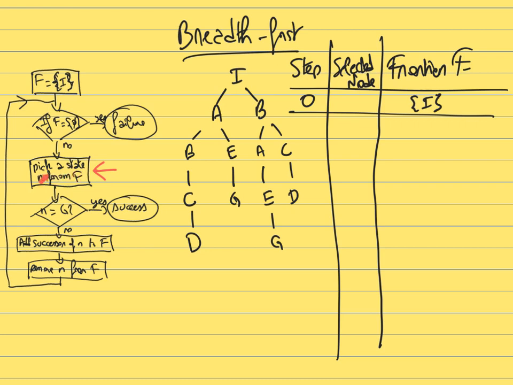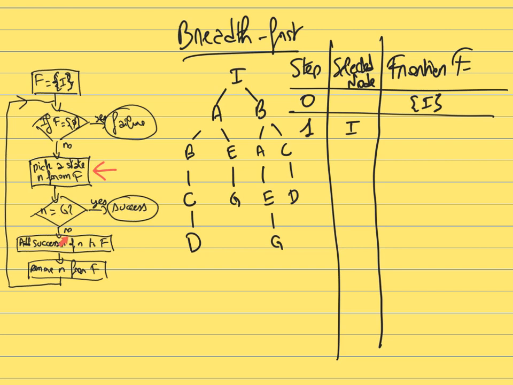You will pick a state N from F. In this case, there is only one choice, which is to pick the state I. This is the only choice that you can make. So you will pick state I. That's going to be the first iteration of the loop, step number 1. You select the node I, you pick it from the frontier. Then you move to the next instruction. You check, is the node that you have selected the goal or not. In this case, I is not the goal.